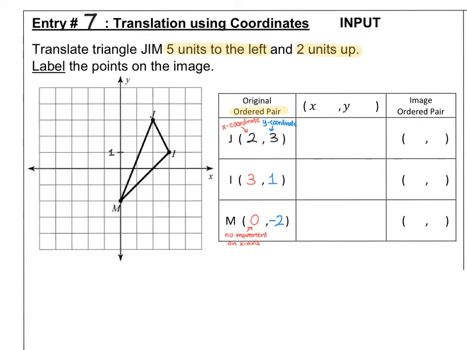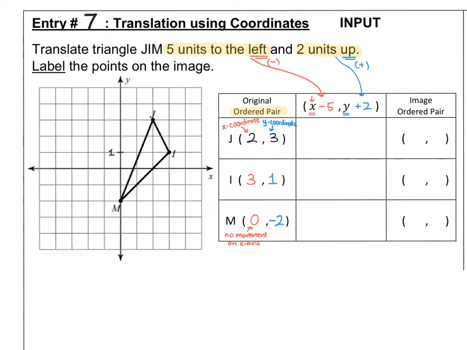Therefore, another way of writing a translation rule is by writing it like an ordered pair, where we have something being done to the x-coordinate and something being done to the y-coordinate. If the rule was to move 5 units to the left, since left has to do with the x-axis and left is a negative direction, we would write -5 applying to all x-coordinates, so we'd have x minus 5. Then the 2 units up is a positive direction which applies to the y, so we would have y plus 2 to finish off our rule.